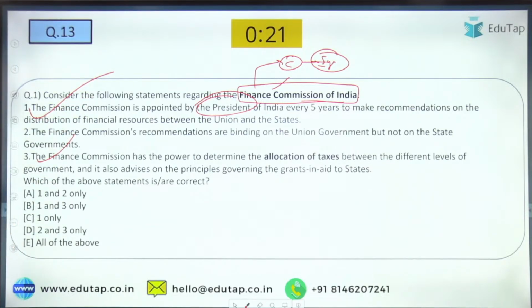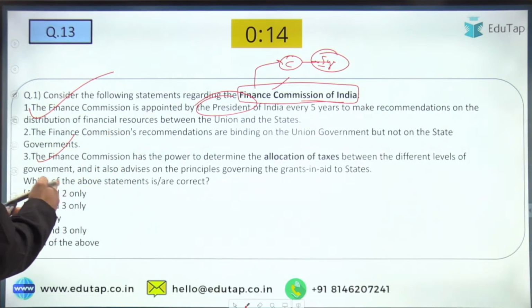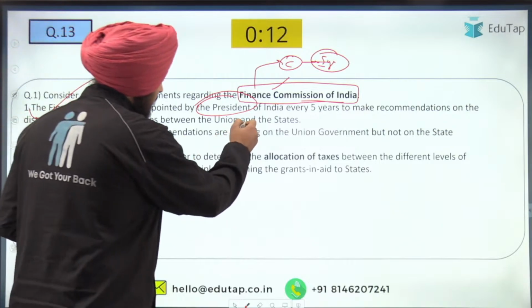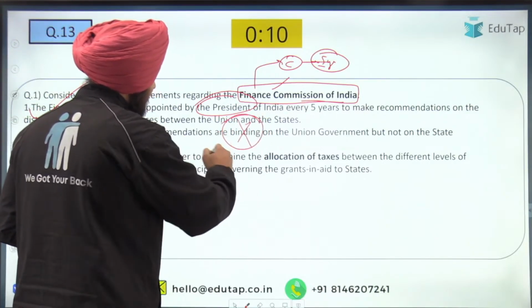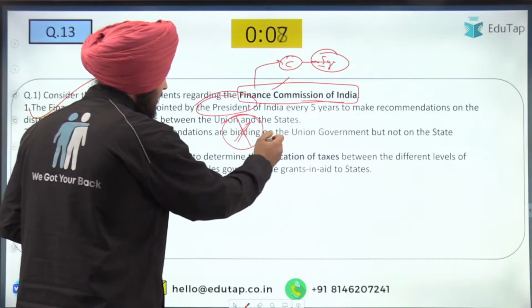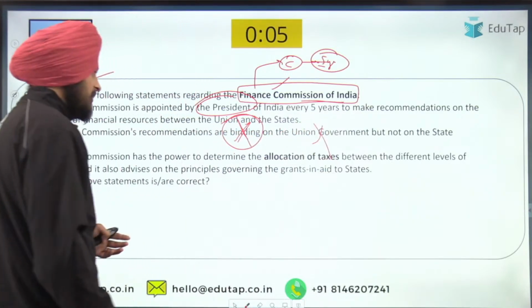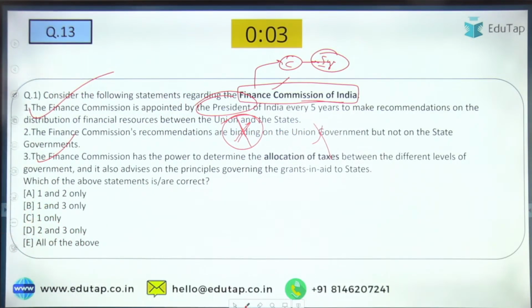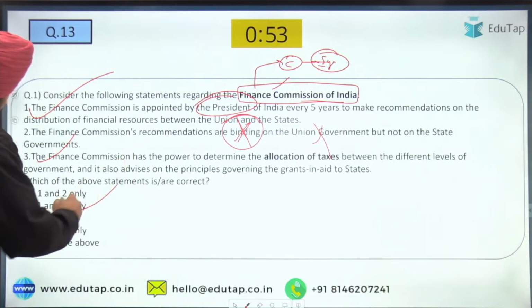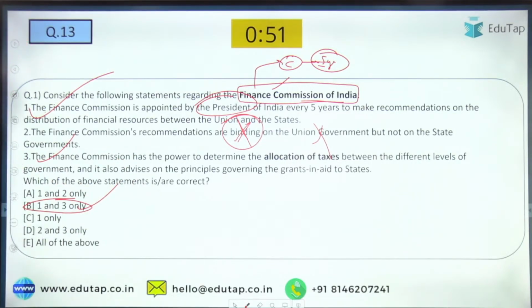Now, if you talk about the second option, the Finance Commission recommendations are binding on the union government, but not on the state government. This is an incorrect option. Fine. The reasoning is that basically the Finance Commission recommendations are not binding either on the union government or on the state government. It is of a recommendatory nature. It is the choice of the government whether they want to follow these recommendations or not. Fine. So that is the idea. I hope it is clear to you. So basically 1 and 3 are going to be the correct answers. So yes, B is going to be the answer to this question.